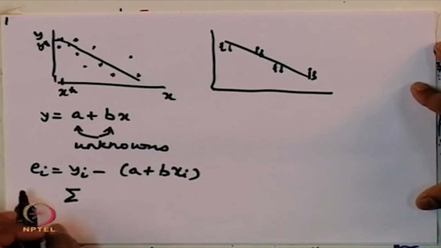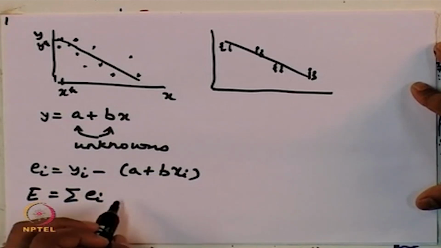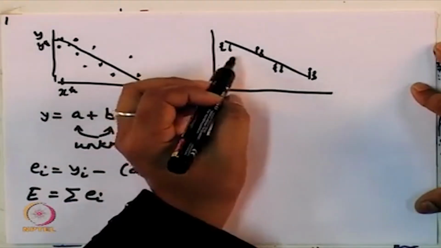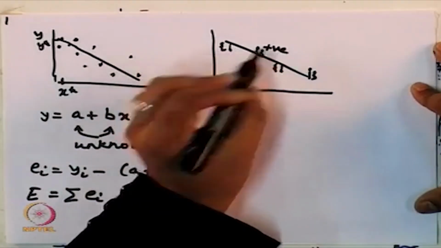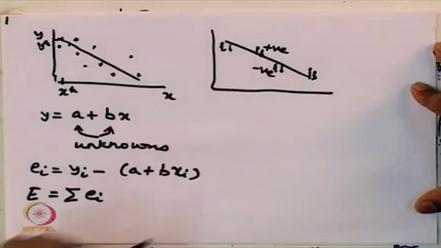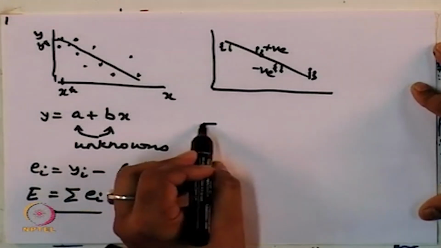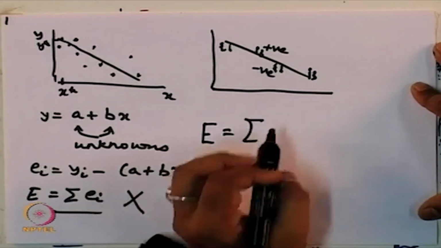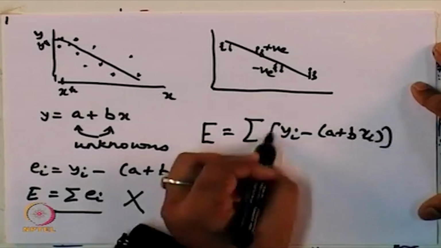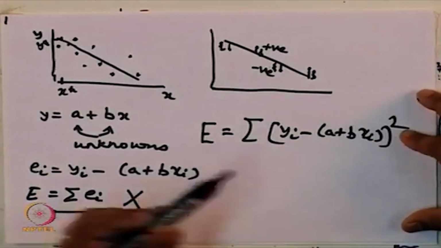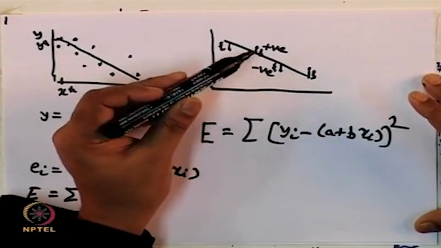Now, if you simply take total E as the summation of ei, this will underestimate the true error, because some errors are positive, when y is greater than a plus bxi, and some are negative. These will cancel each other, hence this is not the approach to take. So, what you minimize is E equal to the summation of (yi minus (a plus bxi)) whole square. Squaring means you are minimizing the net deviation without considering whether it is positive or negative.